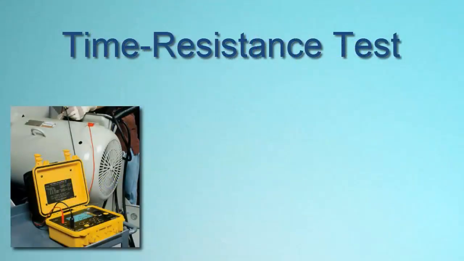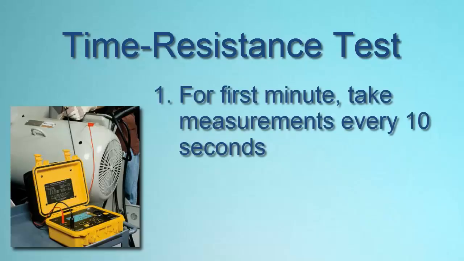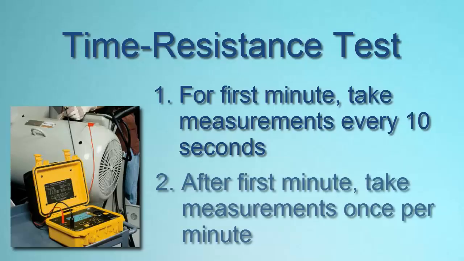Another insulation resistance measurement method is the time resistance test, also referred to as the dielectric absorption test. It involves conducting a 10-minute test. For the first minute, during which absorption current will have the highest effect on resistance, measurements are taken every 10 seconds. After the first minute, measurements are taken once per minute.